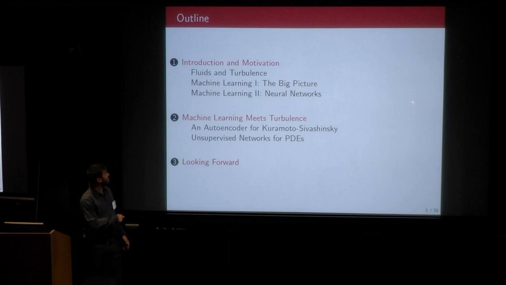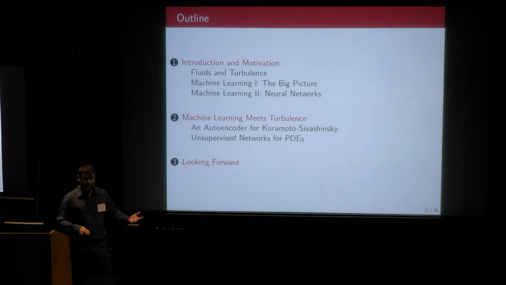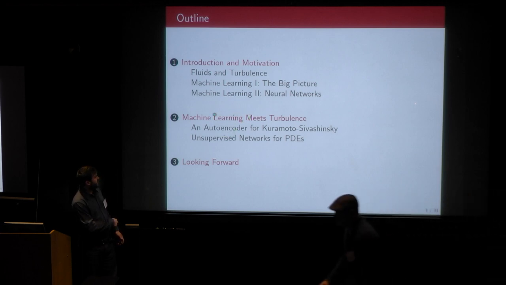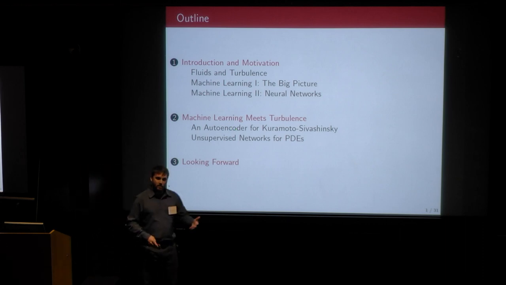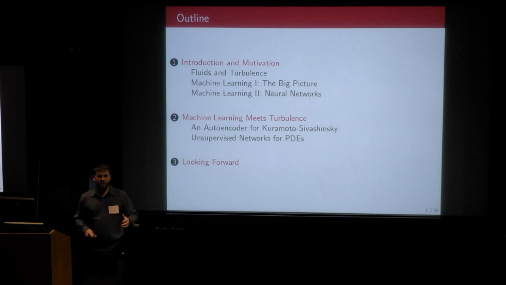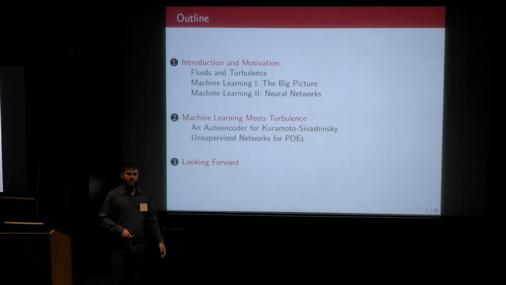And then I'll give a pretty shallow and long dive into what the big machine learning picture is. I'll talk about one particular algorithm, neural networks, which are all the rage these days. And then I'll discuss some machine learning meeting turbulence. There's really no turbulence in here, to be honest with you, but I'll try to give you an overview of what's going on there. And then I'll just talk about some of the ideas that we have for going forward, right?